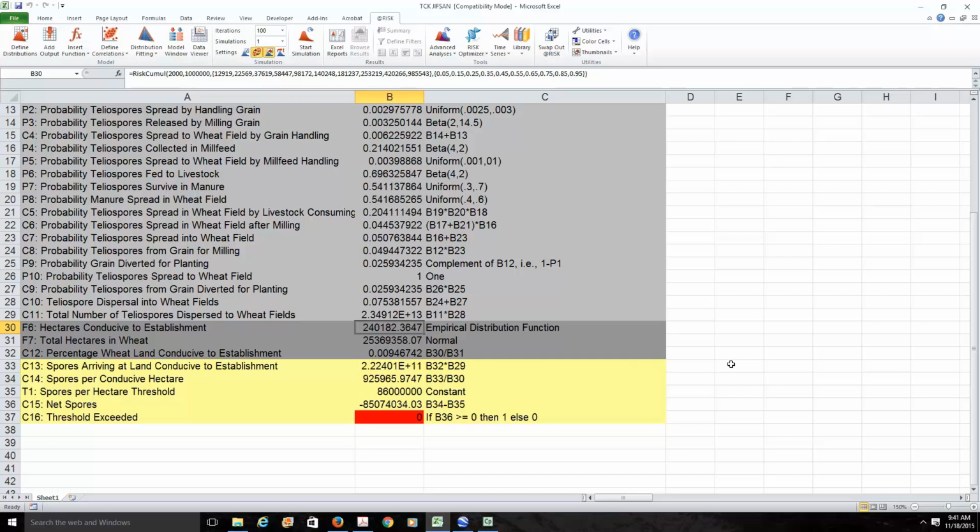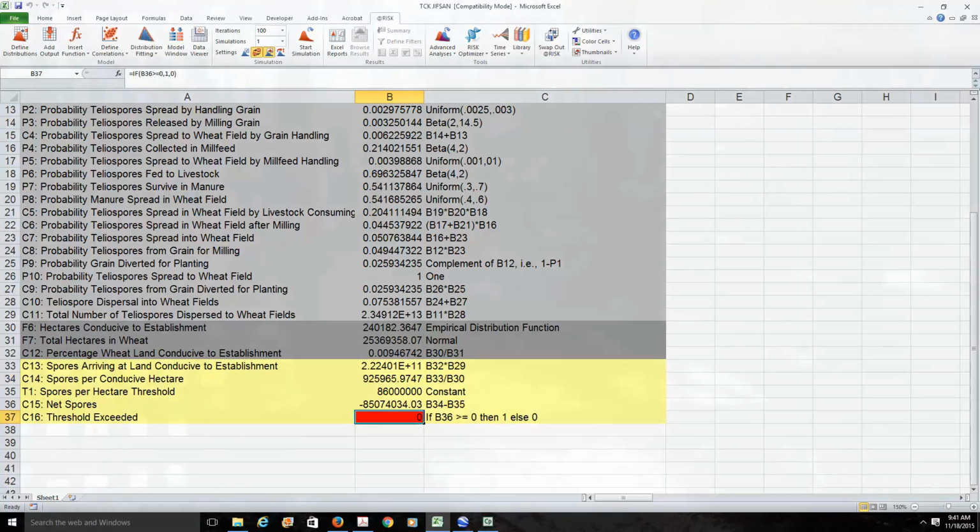So using the basic arithmetic here, taking this number of spores and spreading them over this number of hectares, we get this number of spores per hectare. Here we have, let me see, almost 1 million spores. That's still 85 million spores short.